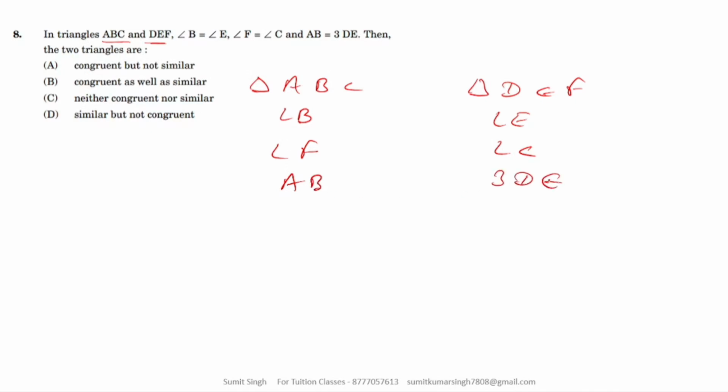So we can say that AB is 3 times larger than DE, which means AB is not equal to the side DE. So in this way we can say that the sizes are different here, so they are not congruent. According to the options, these two triangles are similar but not congruent, and in this way the correct answer is option D.